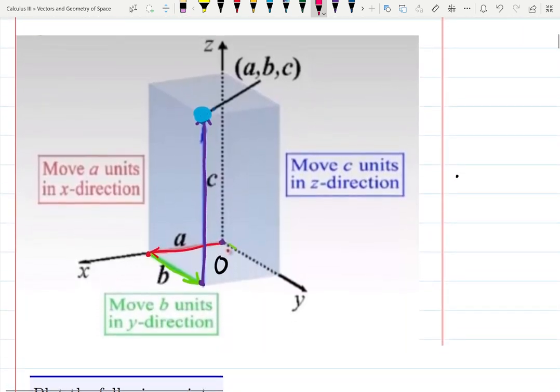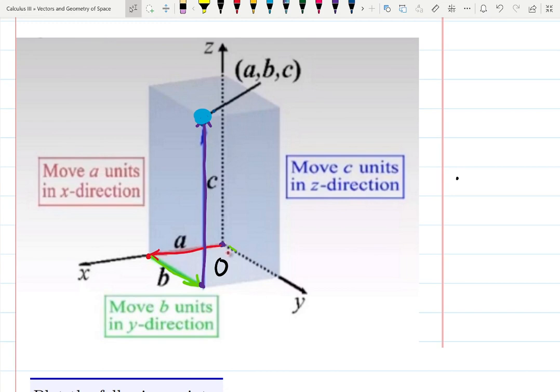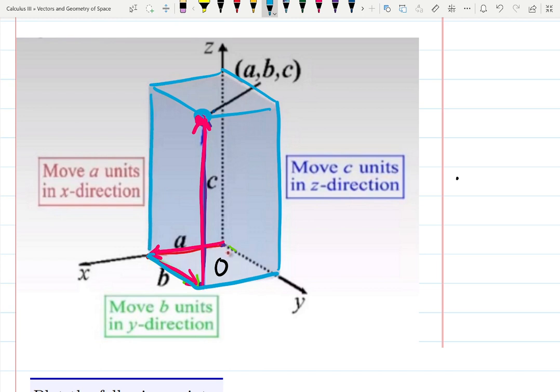This creates a shape like this, where X can go to positive, Y can go to positive, and Z goes to positive, like so. A units in X direction, B units in Y direction, and C units in Z direction, up. That creates like a box in the corner of a room, basically. You can imagine the corner of this room over there, it creates a shape like so.